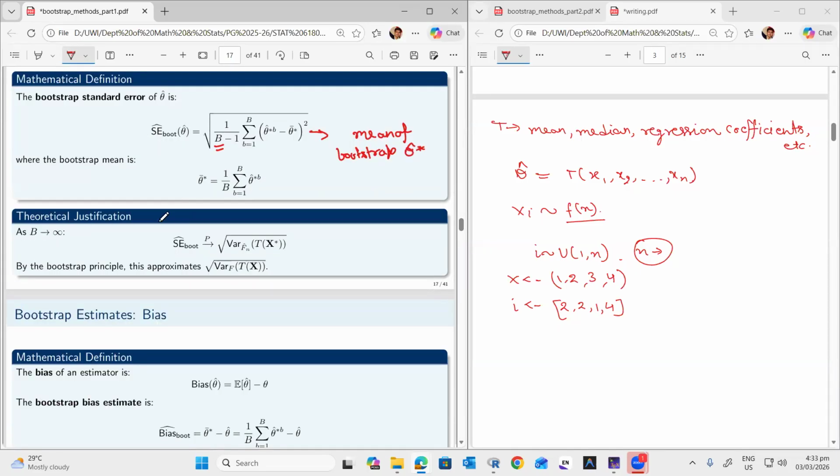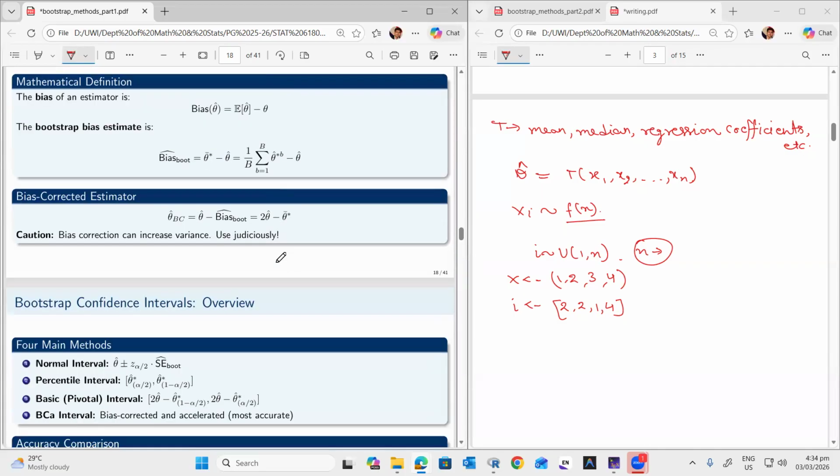Theoretical justification is that as B tends to infinity, the empirical distribution of the bootstrap replicates converges to the sampling distribution under the empirical CDF F cap n, and by the bootstrap principle, this approximates the true sampling distribution under the population distribution F. All right. So that is your bootstrap standard error for the non-parametric case.